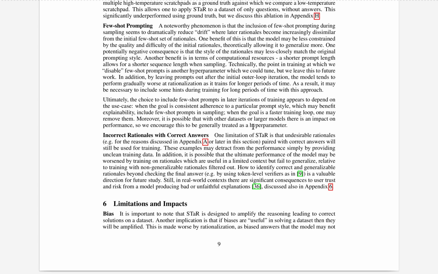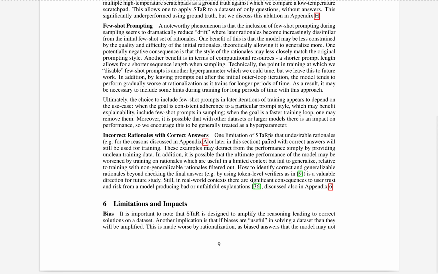In addition, it is possible that the ultimate performance of the model may be worsened by training on rationales which are useful in a limited context but fail to generalize, relative to training with non-generalizable rationale filtered out. How to identify the correct and generalizable rationales beyond checking the final answer? Using token-level verifiers, as in 9, is a valuable direction for future studies. Still, in real-world context, there are significant consequences to user trust and risk from a model producing bad or unfaithful explanation. Discussed also in Appendix 6.